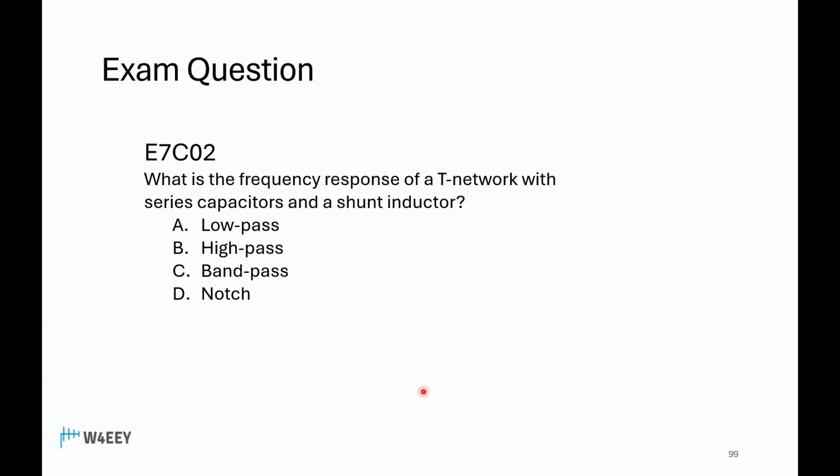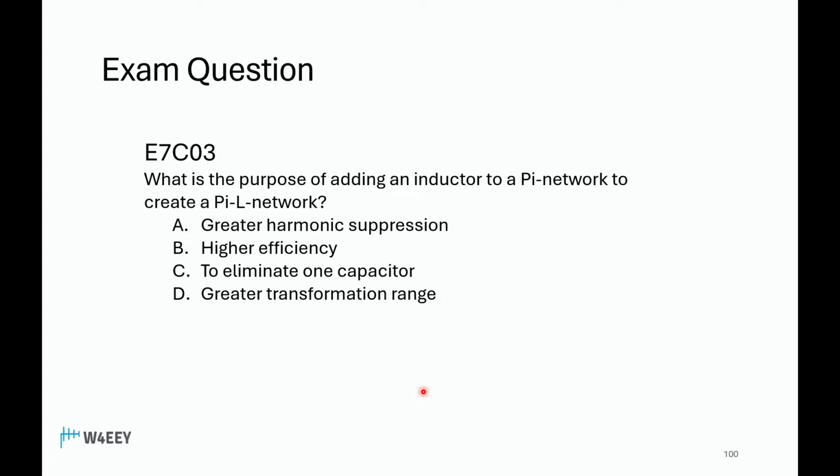What is the frequency response of a T network with series capacitors and a shunt inductor? High pass. It's going to be a high pass. Bravo. Yep, bravo. What is the purpose of adding an inductor to a pi network to create a pi L network? Alpha? It is alpha, greater harmonic suppression. We have an extra element in the filter which will work to reduce harmonics.